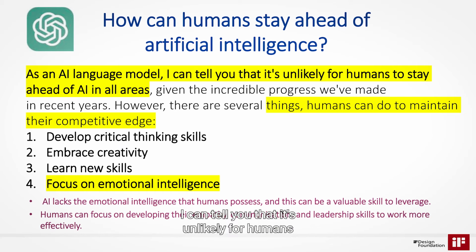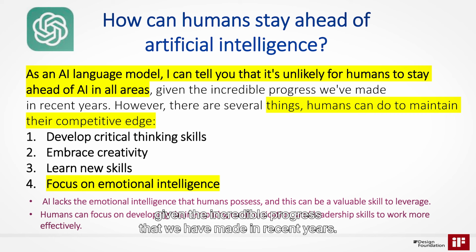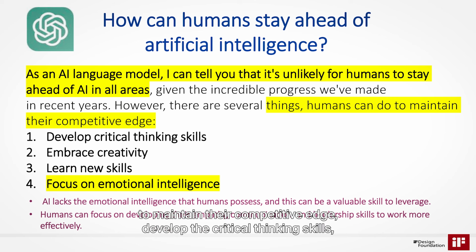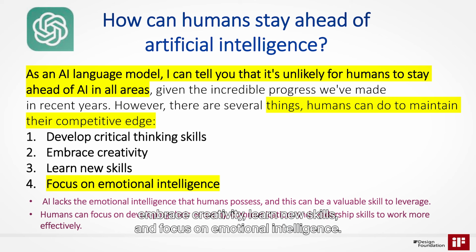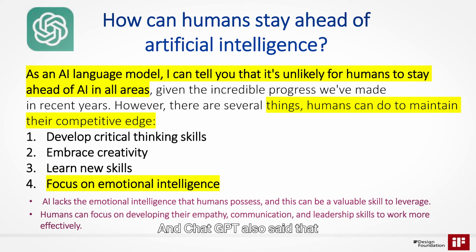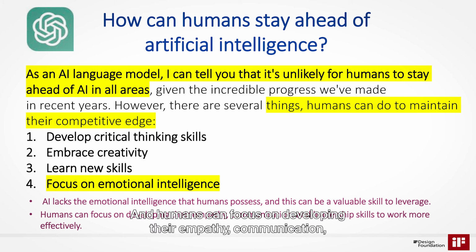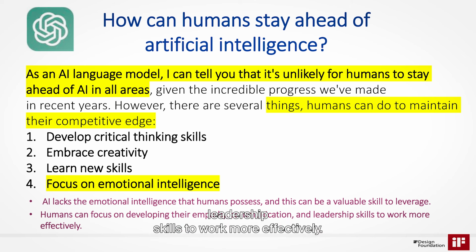As an AI language model, I can tell you that it's unlikely for humans to stay ahead of artificial intelligence in all areas, given the incredible progress that we have made in recent years. However, there are several things that humans can do to maintain their competitive edge. Develop critical thinking skills, embrace creativity, learn new skills, and focus on emotional intelligence. ChatGPT also said that artificial intelligence lacks the emotional intelligence that humans possess, and this can be a valuable skill to leverage. Humans can focus on developing their empathy, communication, and leadership skills to work more effectively.